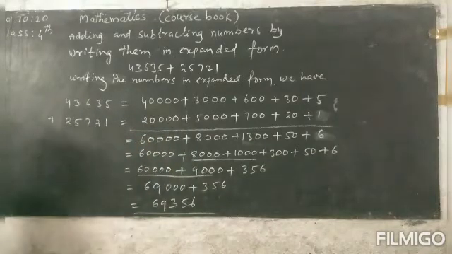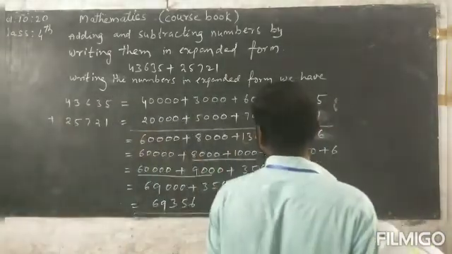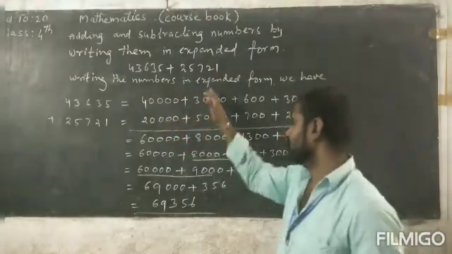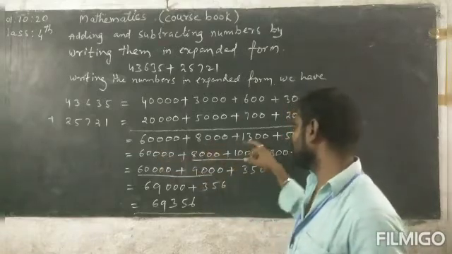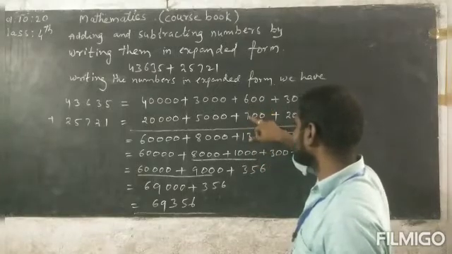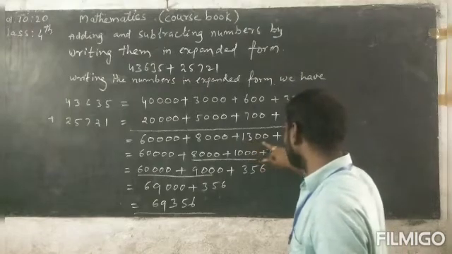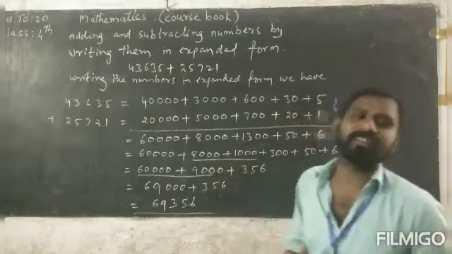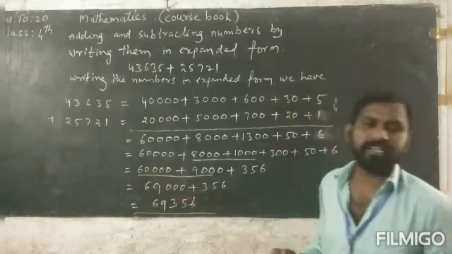Now next, subtract. Very easy. First we write the expanded form. Next you write 25,721 in expanded form. You can add according to their place values. Now next, 60,000, 8,000. What is the sum here? 600 plus 700, you get 1,300. Just 1,300 can be written as 1,000 plus 300. Next 1,000 is added to 8,000, you get 9,000. Next step, 9,000 is added to 60,000, so you get 69,000.